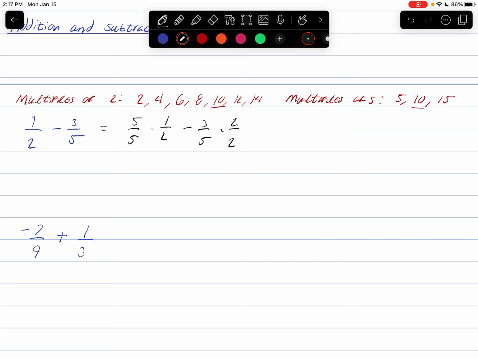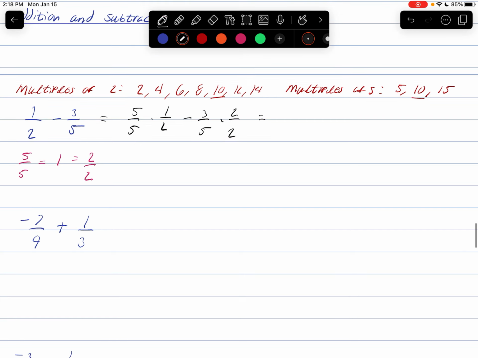And you may be asking, why are we able to do this without changing the value of our expression here? Well, it's important to note here that 5 over 5 is equal to 1, as is 2 over 2. So 2 over 2 and 5 over 5 are both equal to 1. So what we're really doing is multiplying each of these by 1, which doesn't change its value, so that nothing really happens in terms of the overall value of our expression here. Okay, but we are able to write it in a way that gives us the least common denominator by doing this. So let's go ahead and finish this expression.